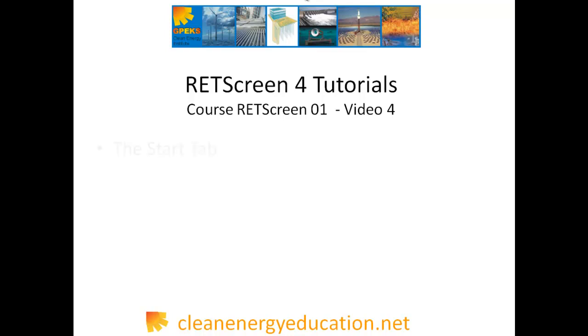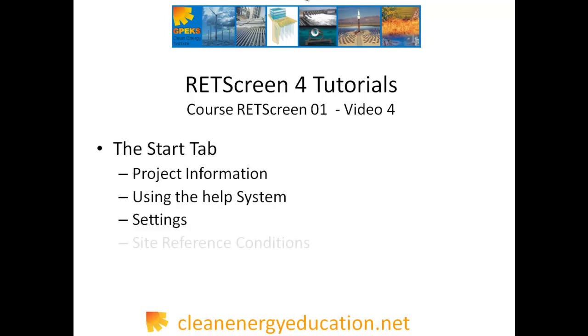In this video tutorial, we're going to talk about the initial tab that we see when we start RETScreen. We'll explain the information in the project information section. We'll navigate and explain the help system. We'll talk about the custom settings, and we will go through the different climate data, or so-called site reference conditions. We'll look at the ground stations that are available directly from RETScreen, or how we can access the NASA database, as well as how you could enter your own climate data.